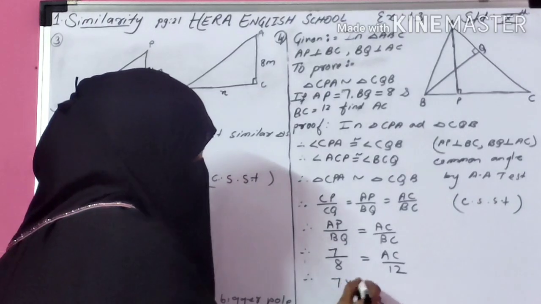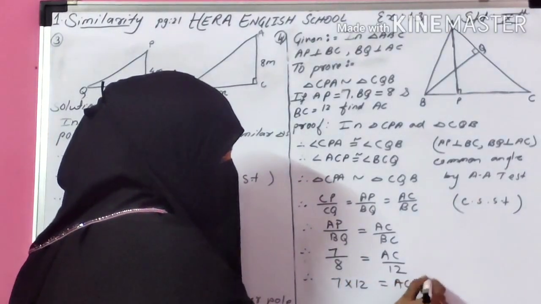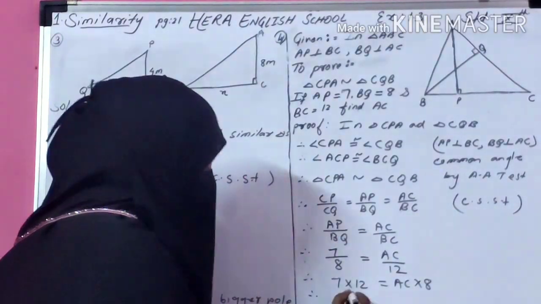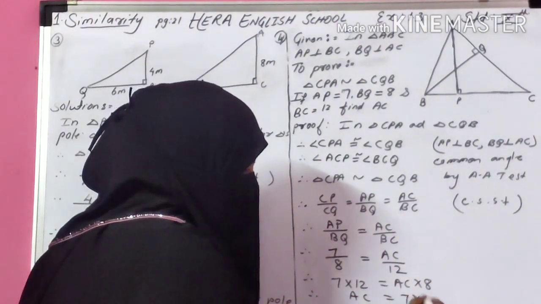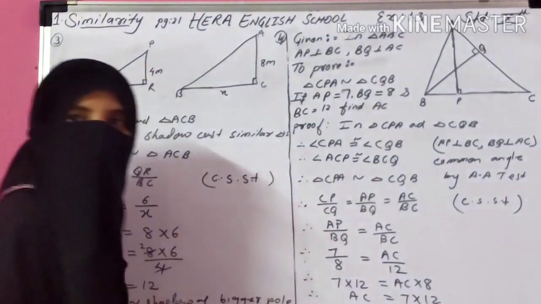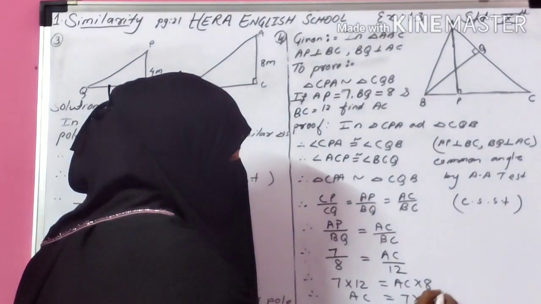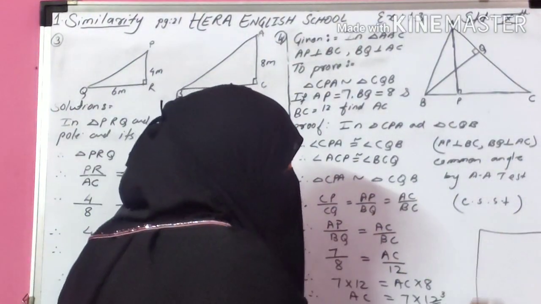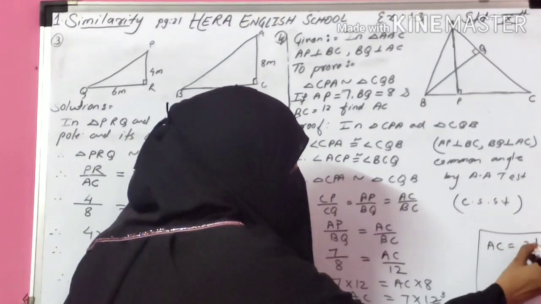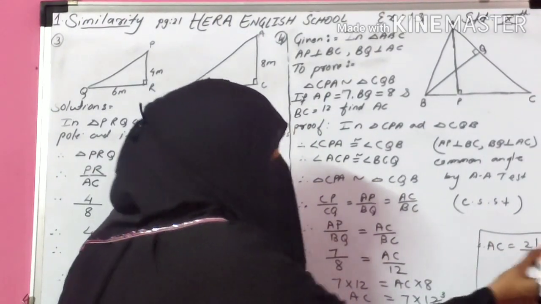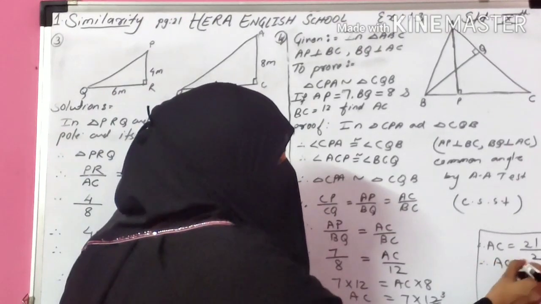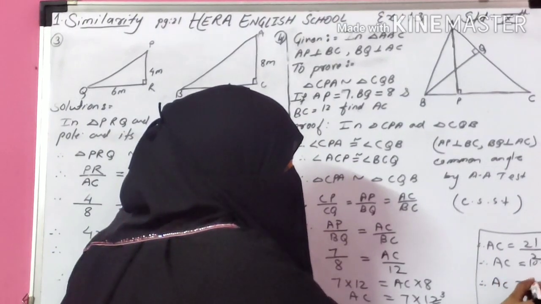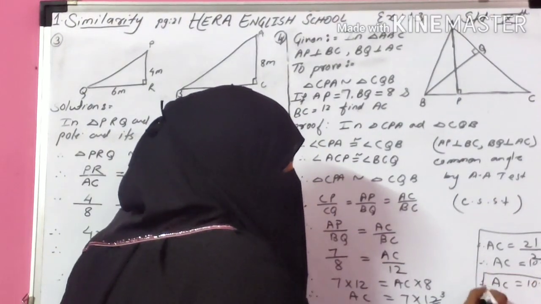So 7 multiplied by 12, AC multiplied by 8. Okay. 8 here in multiply, here comes in divide. So therefore AC is equal to 7 multiplied by 12 divided by 8. Okay. Now 4 2s are 8, 4 3s are 12. Now 7 3s are 21. So therefore AC is equal to 21 upon 2. So 21 divided by 2, then you get 10.5. Okay. So therefore your AC value is 10.5. Your answer is 10.5.